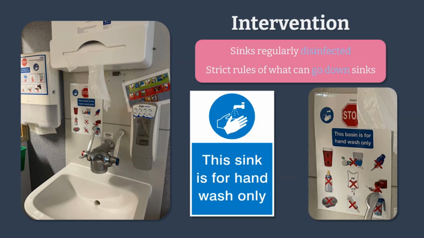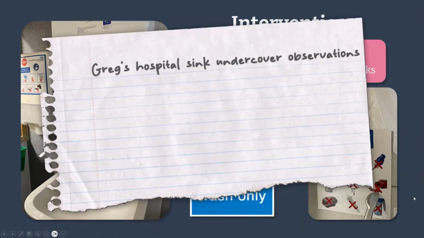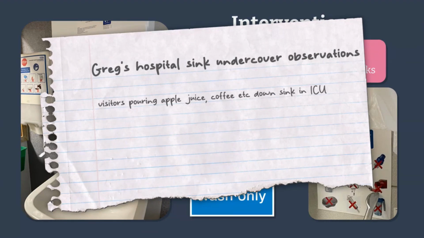But actually shortly after I started this postdoc, I ended up in hospital for a couple of months. So I started noticing things from the sinks nearby, and I started taking some notes. That I've called Greg's Hospital Sink Undercover Observations, and I'll just show you some of the highlights. So you can get visitors pouring apple juice and coffee down the sink in the ICU. Whilst clinicians and clinical staff will be following these signs that it's for hand washing only, patients and visitors will see a sink as a sink and use it as such. And by visitors, I primarily mean my mum.